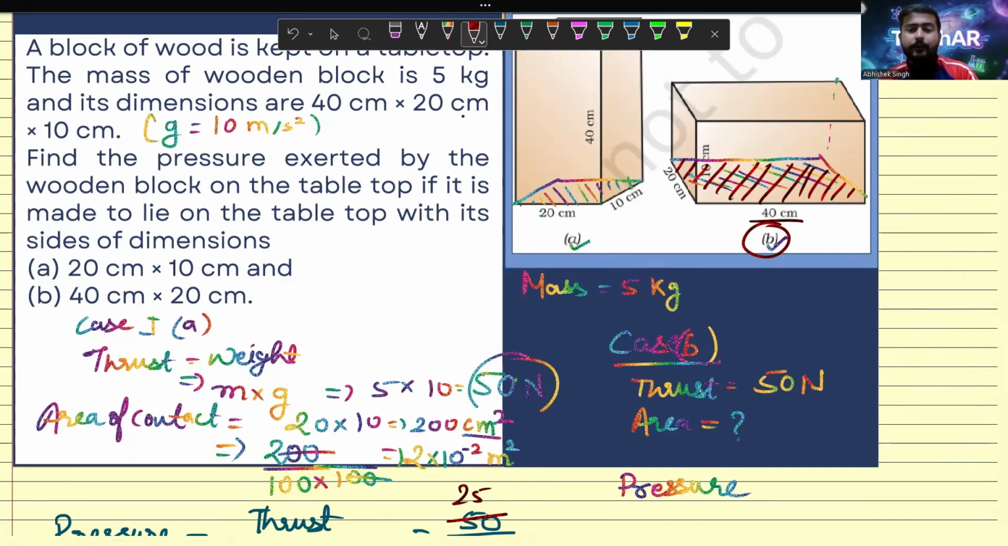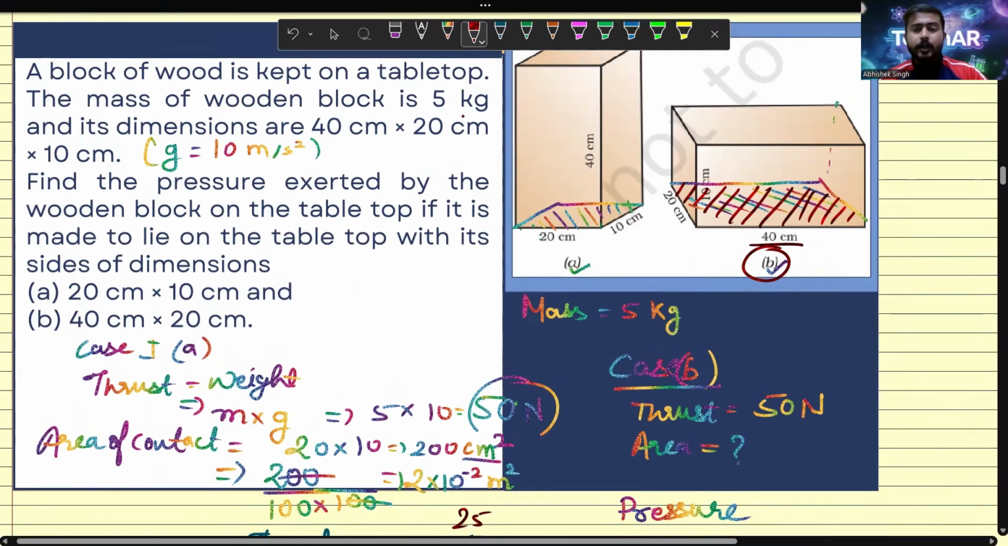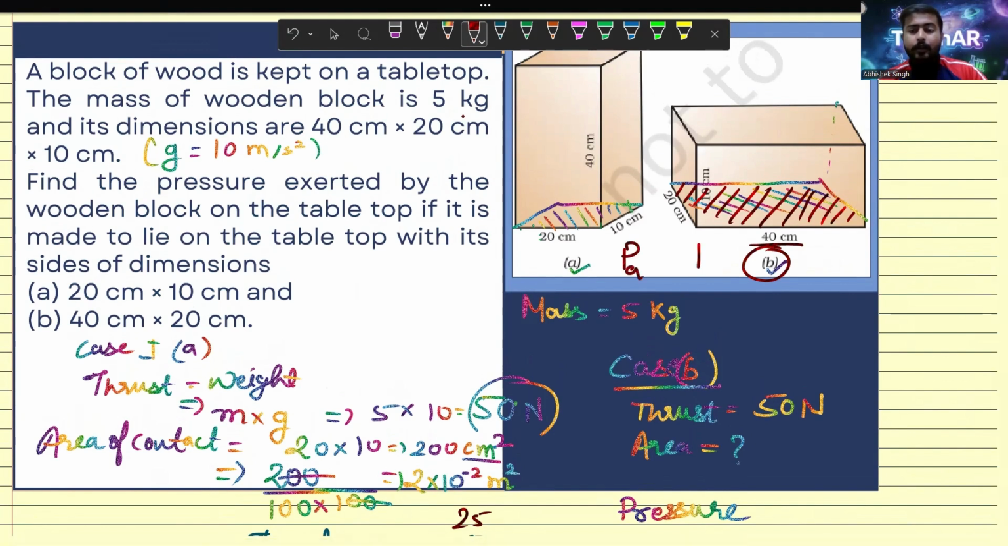So if I have to give a quick answer, in which of the cases the pressure is more, in A or in B? So the area is less in A, so the pressure is greater in A as compared to B, because both are the same blocks, same thrust is there, and if the thrust is same, we can determine the pressure on the basis of area. More the area, lesser the pressure. Lesser the area of contact, higher the pressure.